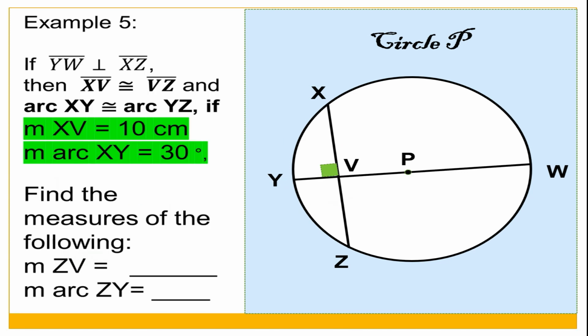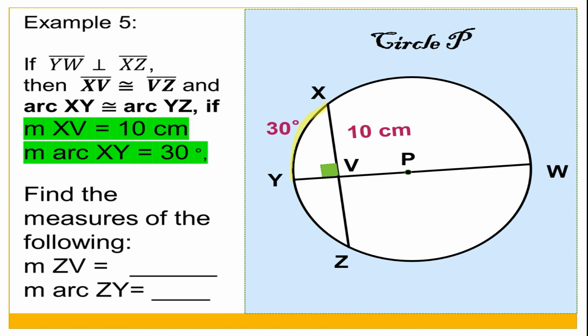And it follows that arc XY is also congruent to arc YZ. Let's have example number 5. Using the same circle P on the right, and given that line segment YW is perpendicular to line segment XZ, then line segment XV is congruent to line segment VZ, and arc XY is congruent to arc YZ. If the measure of line segment XV is equal to 10 centimeters, and the measure of arc XY is equal to 30 degrees, find the measures of the following.